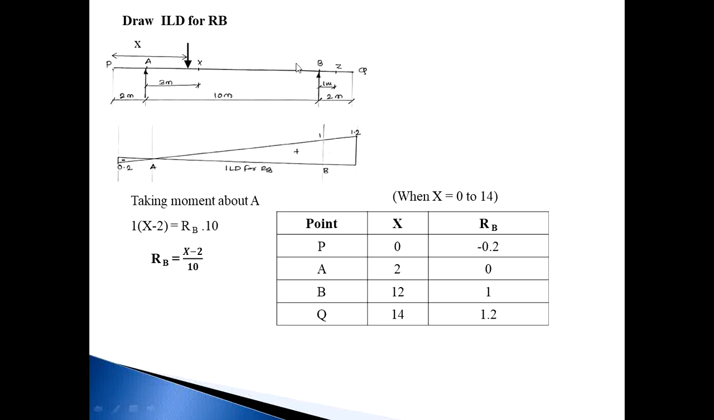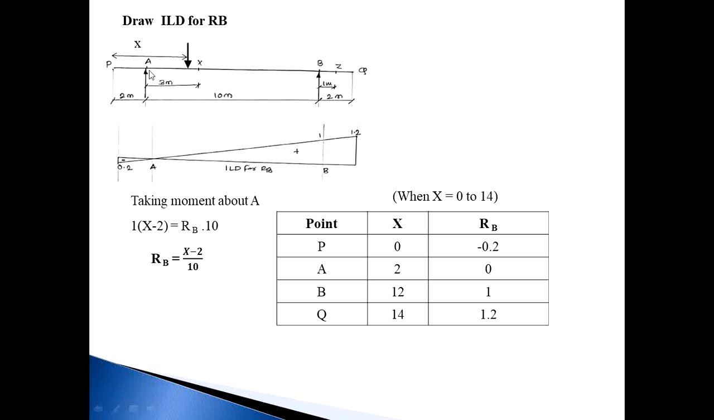Then next, ILD for RB. When you calculate ILD for RB, you should know the value of RB. So taking moment about A. Once again, this is the unit load applied at a distance of X from point P. With respect to A, taking moment, first this point load moment is clockwise.